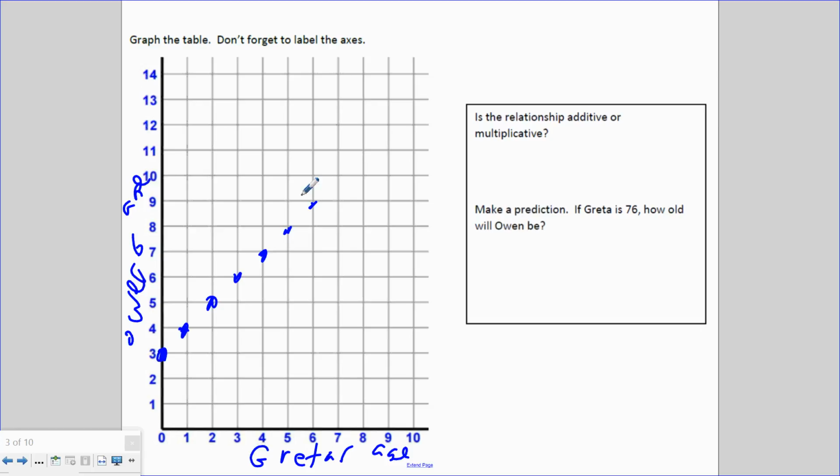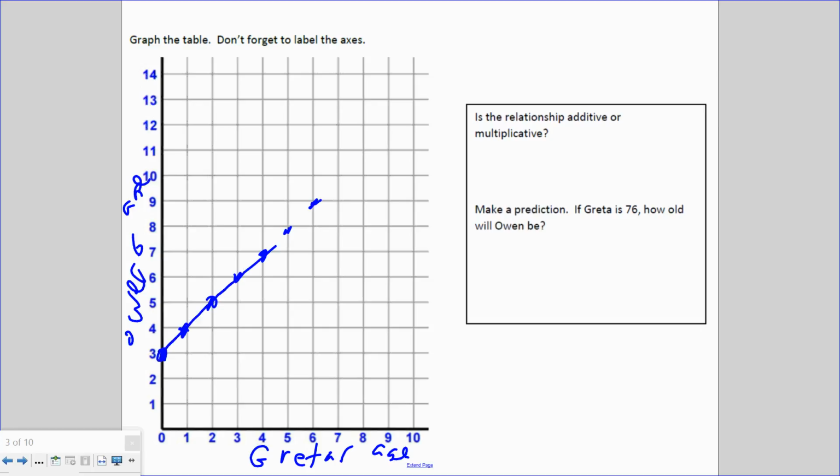So in this one, would this be continuous or would it be discrete? Continuous means connect the dots. Or would it be discrete, just these dots? Let's think about it. Can you be a fraction or a decimal of an age? Yes, you can. You can be 1 year, 1 day.